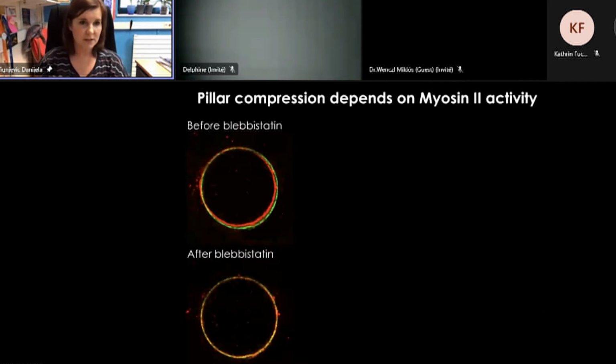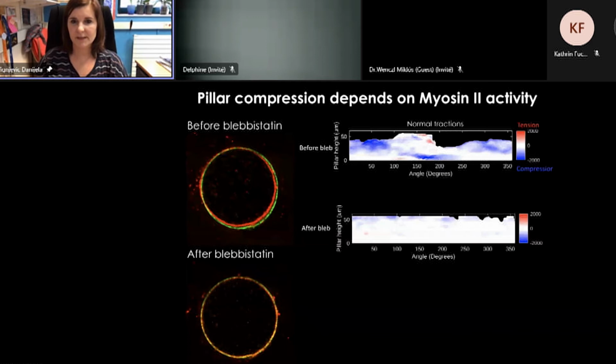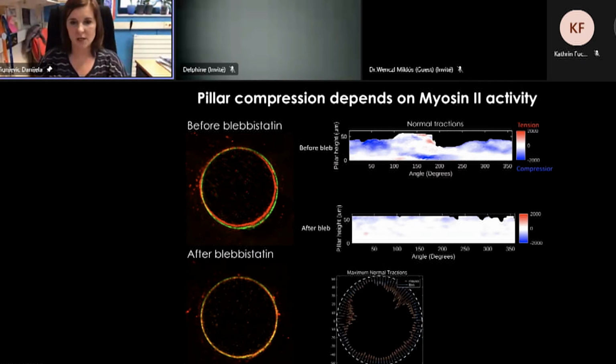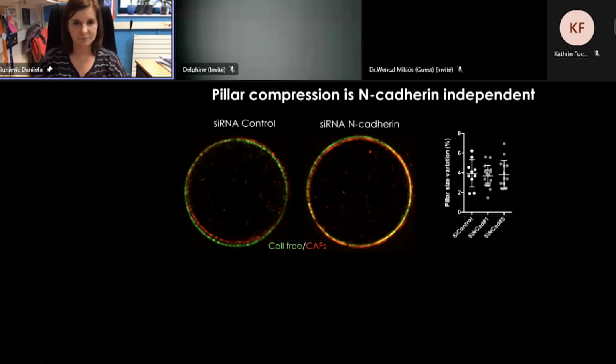Now, inhibiting myosin prevents deformation of those pillars. In the same data, you can see it now if you unwrap the pillar, and you can see the compressive forces in the control situation, and with inhibited myosin, complete loss of compression by fibroblasts.